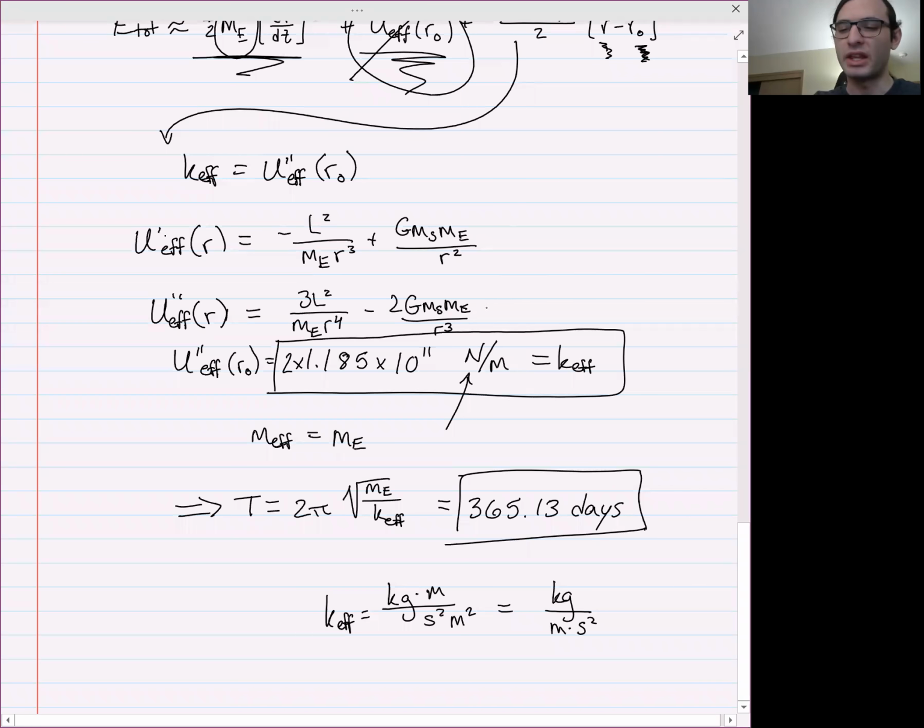And that mistake came from me saying that this has units of newtons. It doesn't have units of newtons. It was just a simple error. So then the meters cancel out, so we're left with kilograms divided by kilograms per second squared, and we're left with units of seconds. Easy mistake to make.